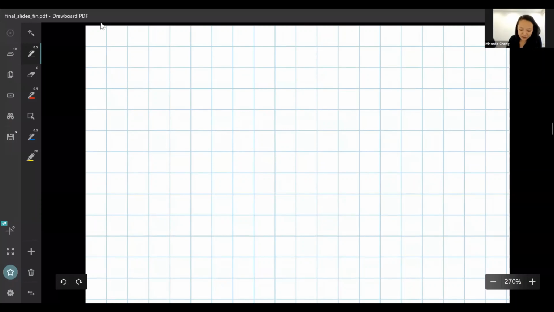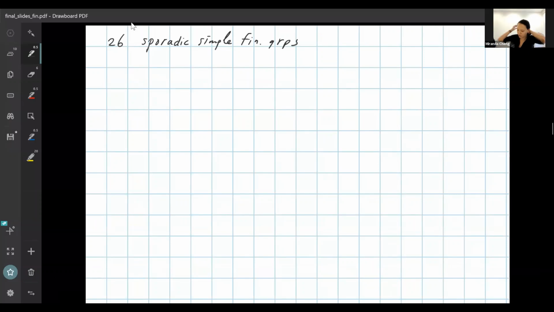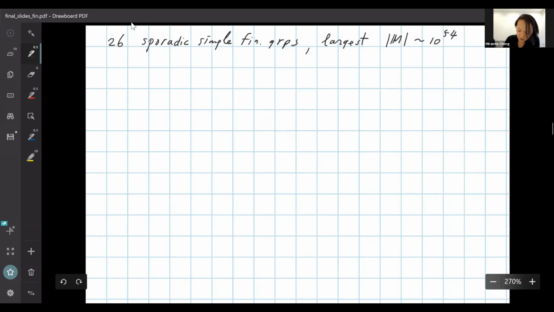So let's record that there are 26 sporadic simple finite groups. So finite simple groups that do not fall into any of the other infinite families. And the largest one has an astronomical number of elements. It's so huge that it's called the monster. So its existence begs the question, what does such a ginormous group naturally act on?